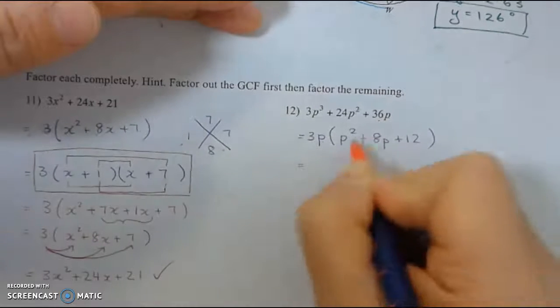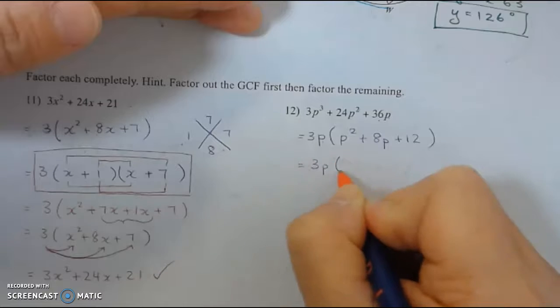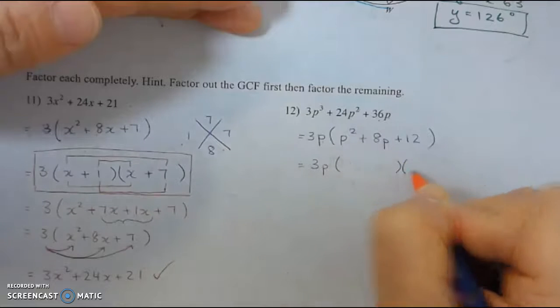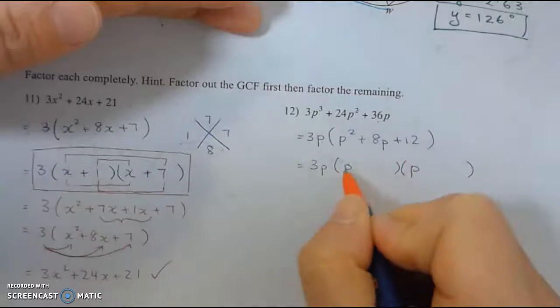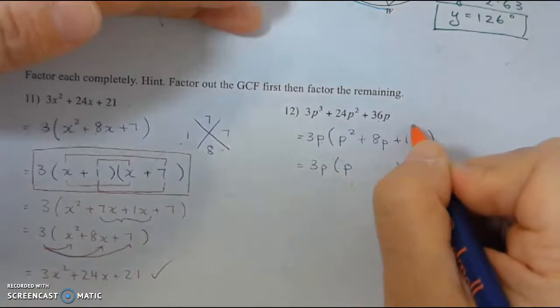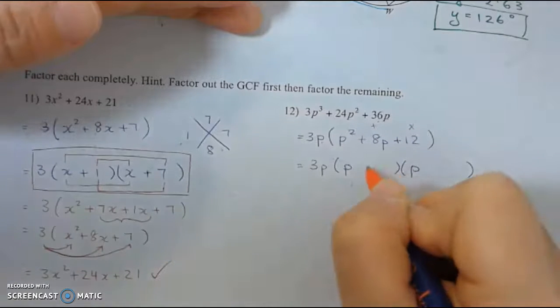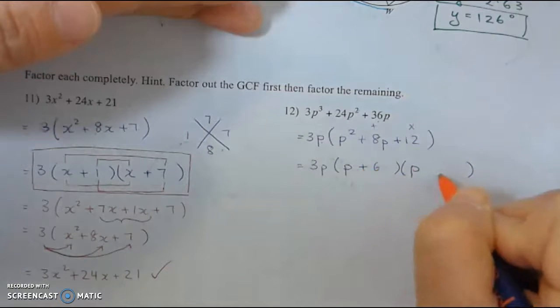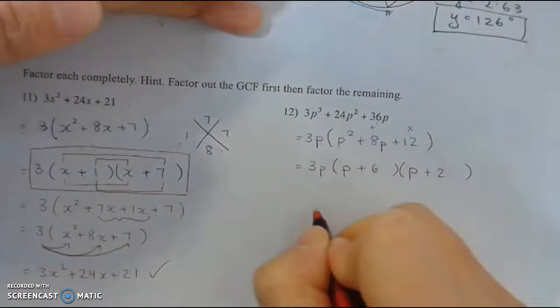Okay, now what I have right there is my easy factoring. Okay, so p squared plus 8p plus 12. That means the only way I can get that is p times p here to get p squared. I'm looking for two numbers that multiply to 12 that add to 8. That's going to be plus 6 and plus 2. Okay, and again, I should check by multiplying it out again.